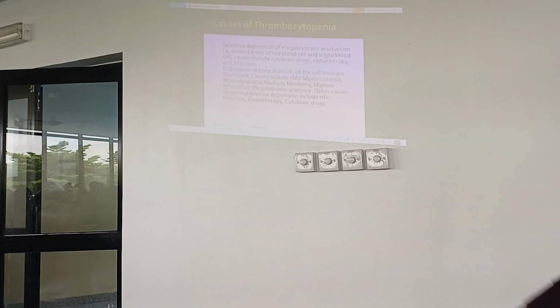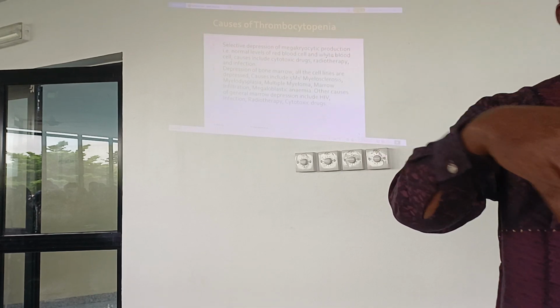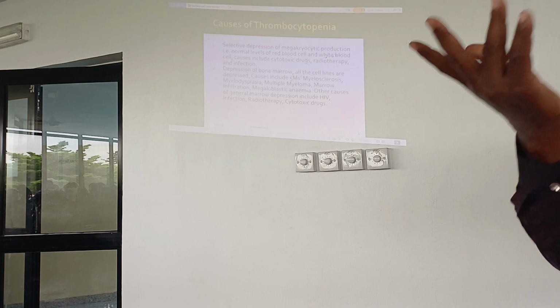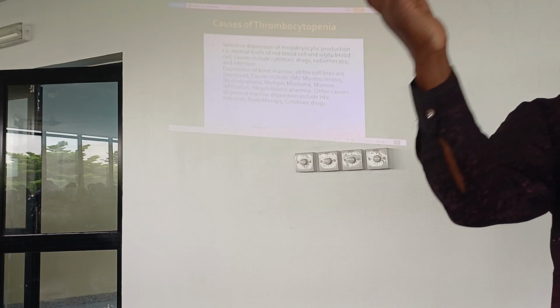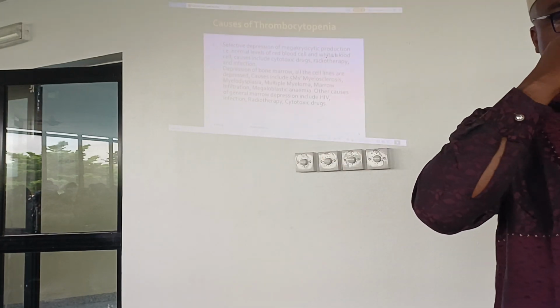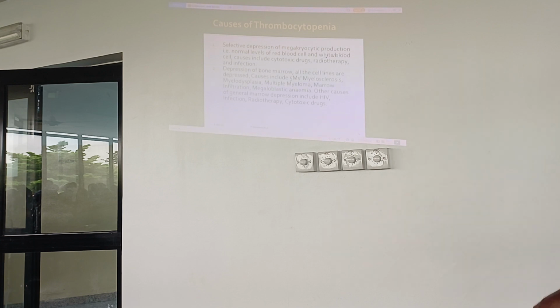So it could be just isolated thrombocytopenia. White cell is normal, hemoglobin is normal, every other thing is normal except platelets. It's called isolated thrombocytopenia. And in this environment, these are the causes.